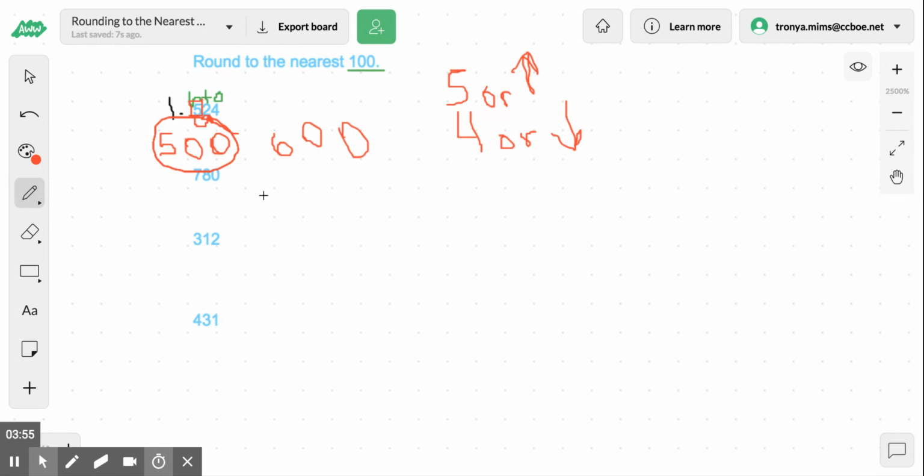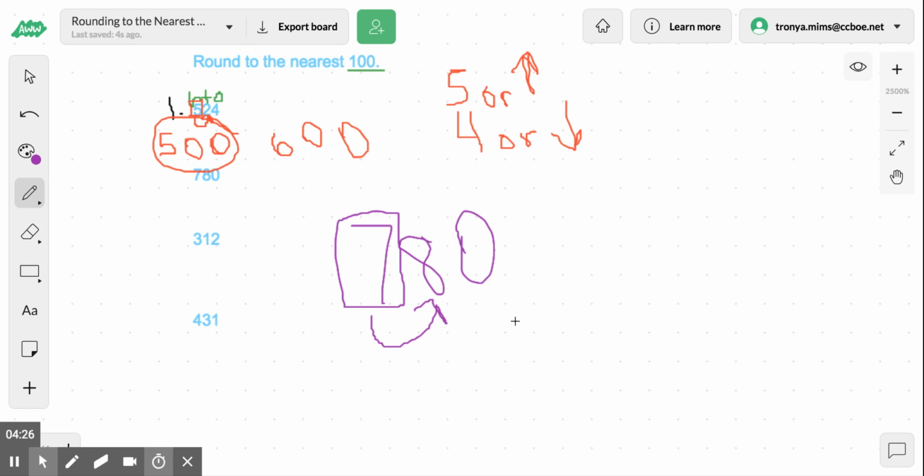Okay? Now let's look at our next number, which is 780. So I am going to rewrite it, 780. So I'm going to write it here. And then I'm going to find the hundredths place. The hundredths place is right here. So we're going to box it in. And then after you box in your hundredths place, you're going to look to the right. So draw an arrow to the right to the next digit. And you see the number 8.